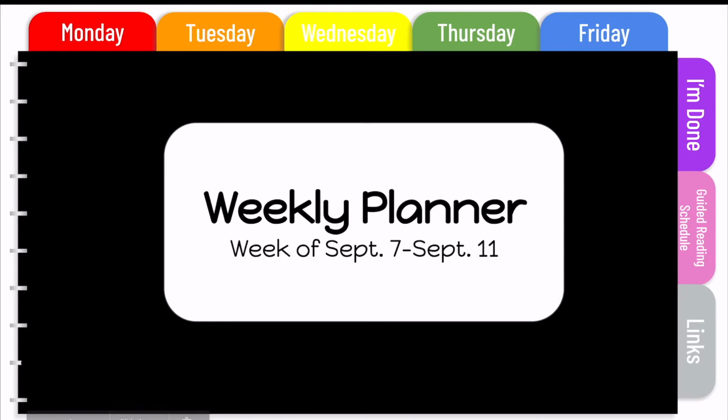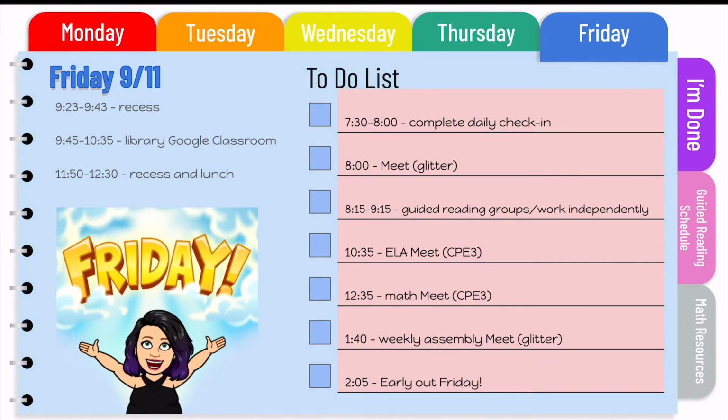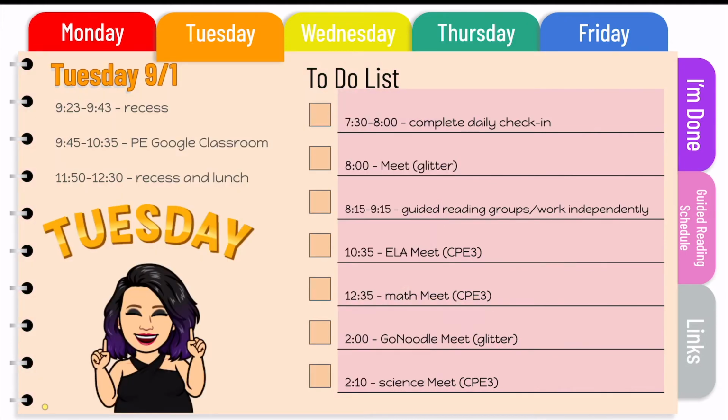At the top, there's a tab for Monday, Tuesday, Wednesday, Thursday, and Friday. Each day, it tells you what time you need to be in a Google Meet, and in parentheses, it shows you the meeting code. So at 8 o'clock, we start our day on Google Meet with the meeting code GLITTER. 8:15 to 9:15 is guided reading groups. At 10:35, we do ELA. 3rd grade will use the code CPE3 to join the Google Meet. 4th grade will use the code CPE4.